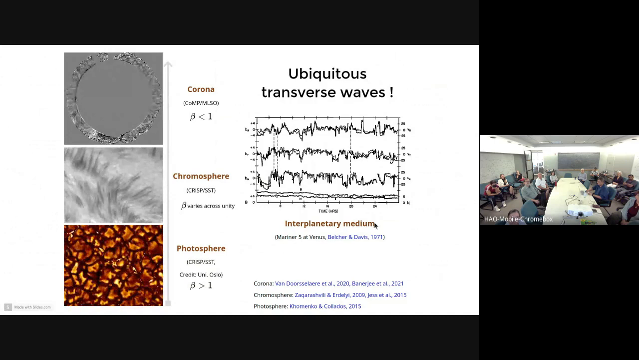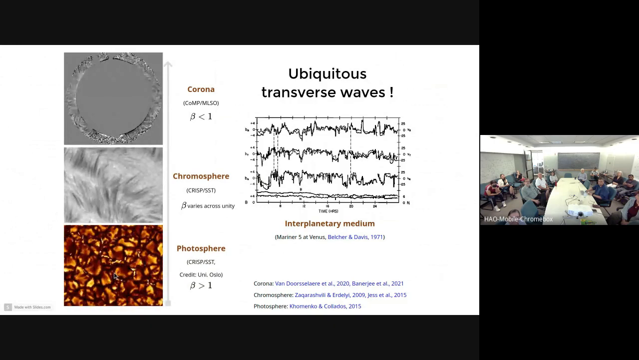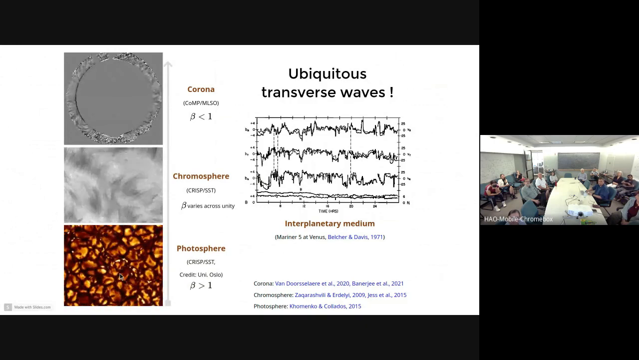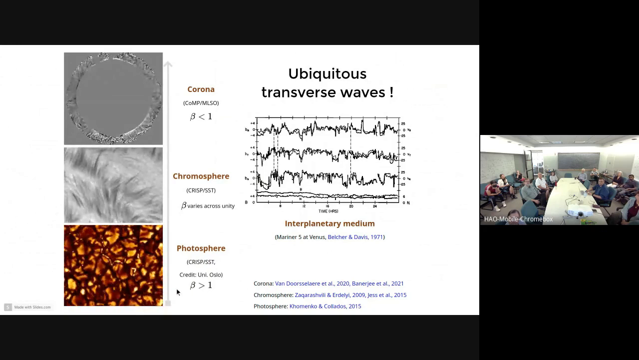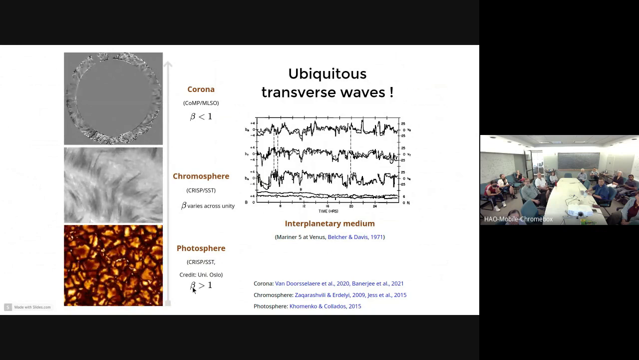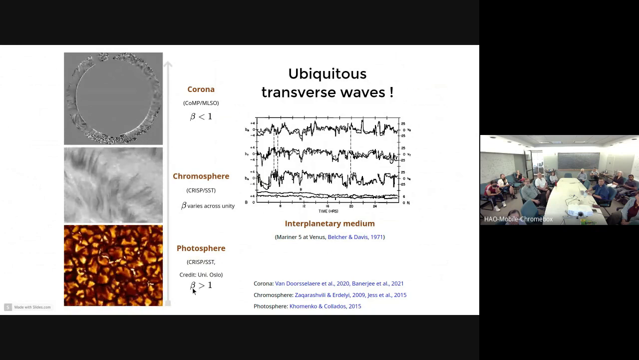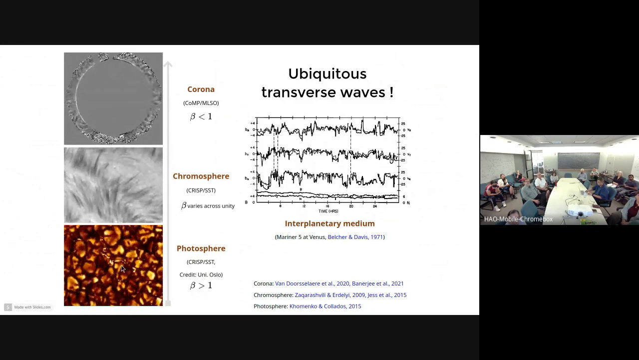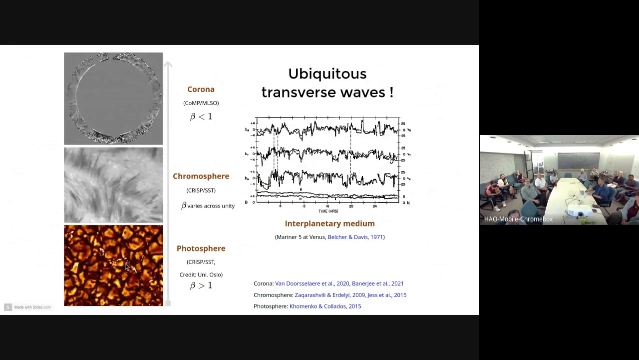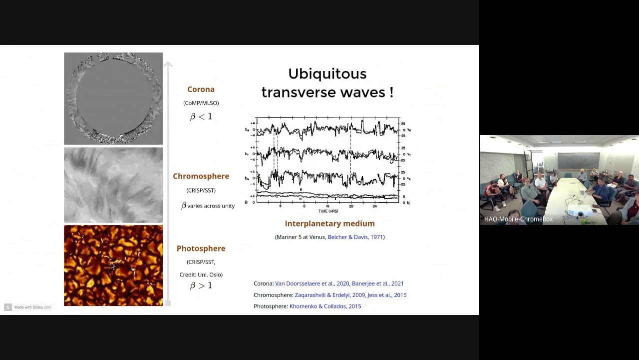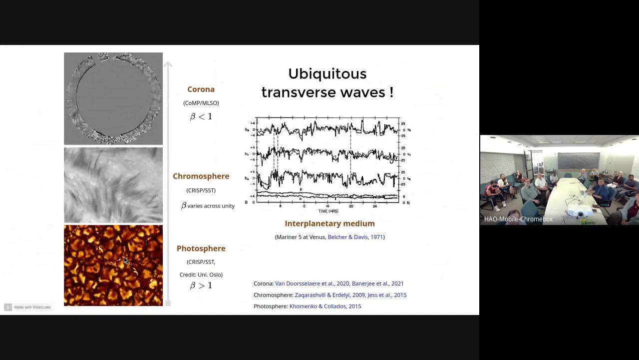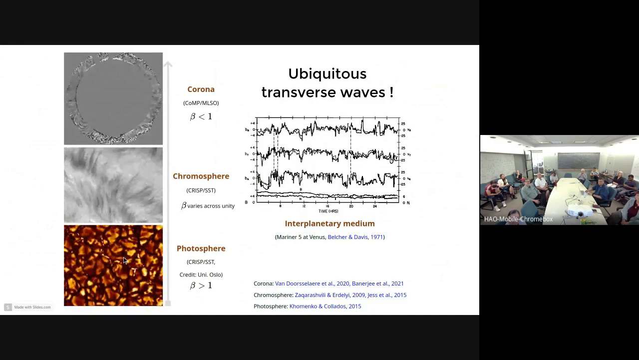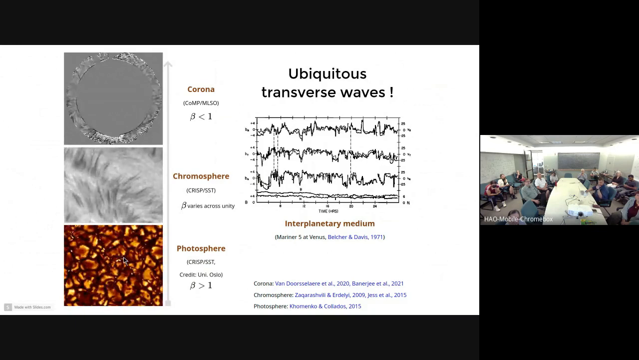So here at the bottom, we have the observations in the G-band taken from the CRISP instrument at the Swedish Solar Telescope. And this is the region where the plasma pressure dominates the magnetic pressure. That means the plasma beta is greater than 1. And you can see these magnetic bright points, which are being shuffled around due to the convective motions at the granular scales. So these are regarded as the foot points of the magnetic field lines that we observe higher up in the solar atmosphere.